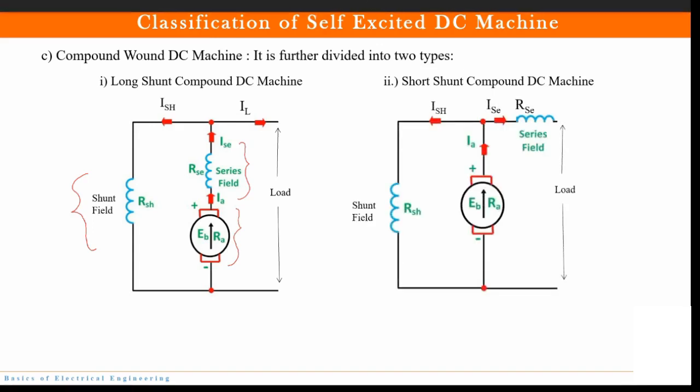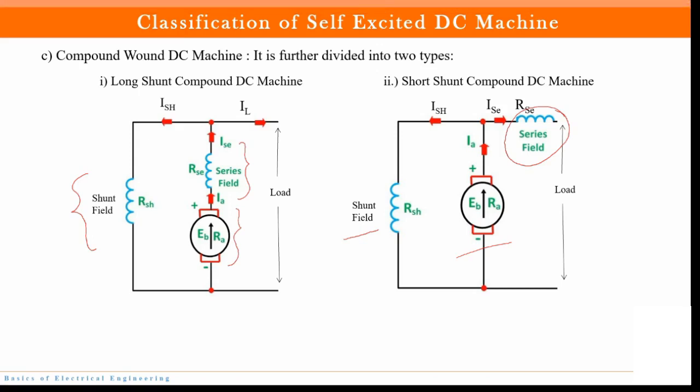Now in short shunt DC machine, you can see that here the field winding is connected in parallel with only armature winding. Correct? So here you can see that this is the shunt winding and this is the armature winding, and series field is here. So it is not in parallel with the shunt field, right? Now when you compare both these diagrams, you will understand what is the difference between the two. Fine. I hope this is clear to you.